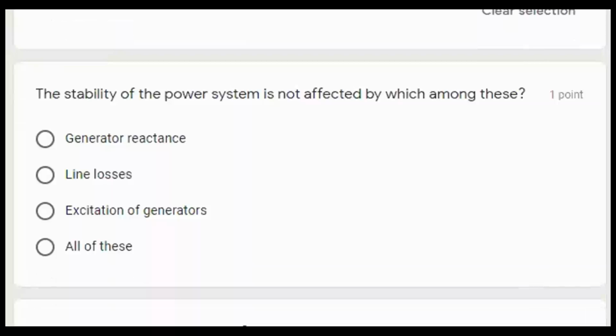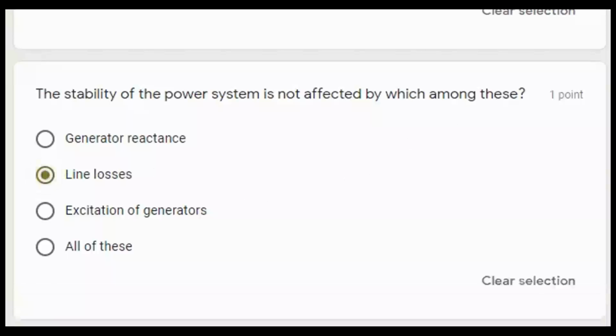Then question number 26. The stability of power system is not affected by which of these? The stability of the power system is not affected by line losses.